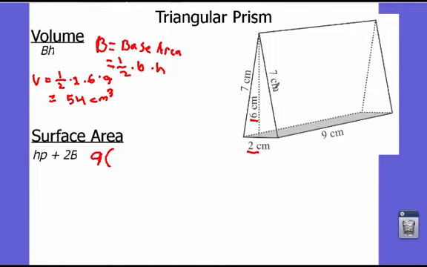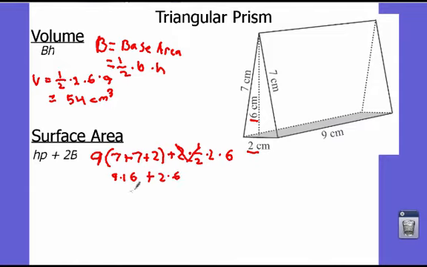Remember, to find the perimeter, we just add up all the sides. So that's 7 plus 7 plus 2, plus 2 times the base area. So that's 2 times 1/2 times 2 times 6. So if we work this out, 7 plus 7 is 14, plus 2 is 16. So over here we get 9 times 16. Over here, 2 times 1/2, well, those cancel each other out, so I get 2 times 6.